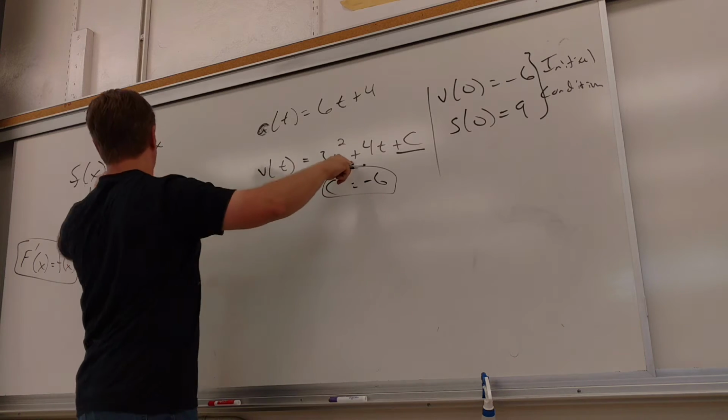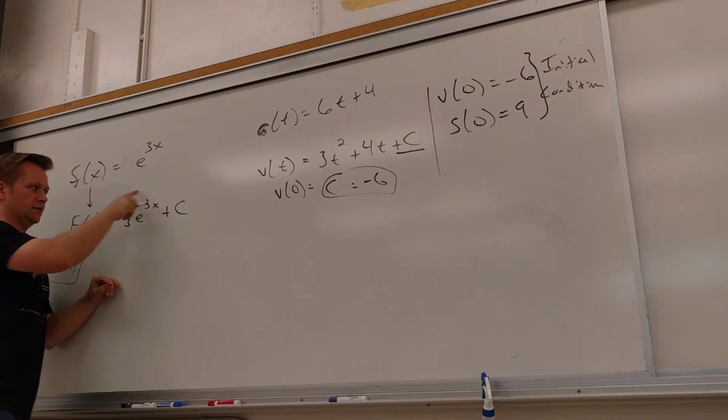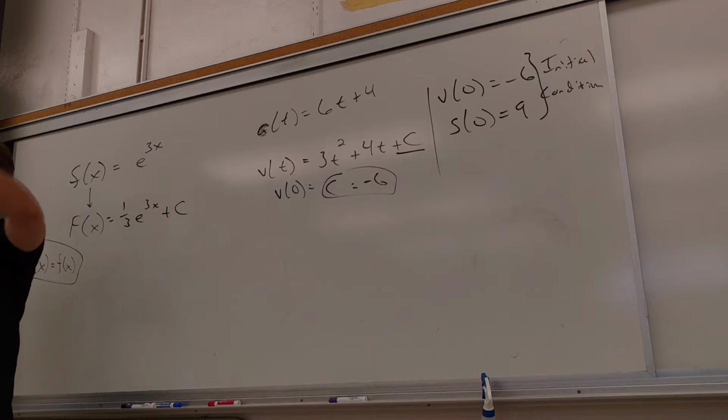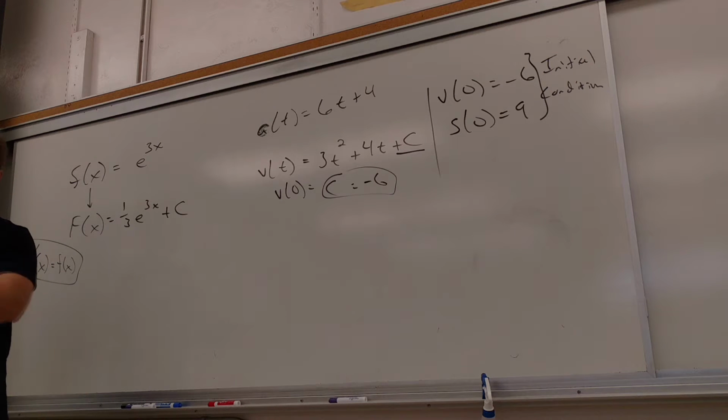Be careful when there's e's, because when I put a 0 in, is this 0? No. So when there's e's in there, you have to be careful. Don't just assume it's going to 0, because it isn't. You get e to the 0, which is 1.